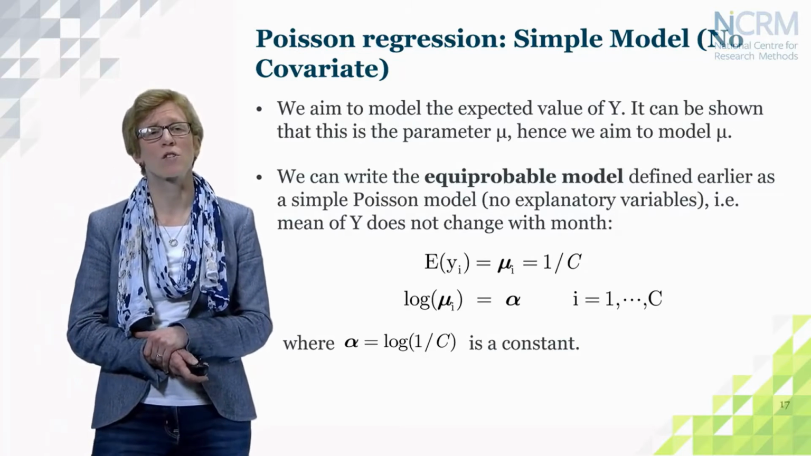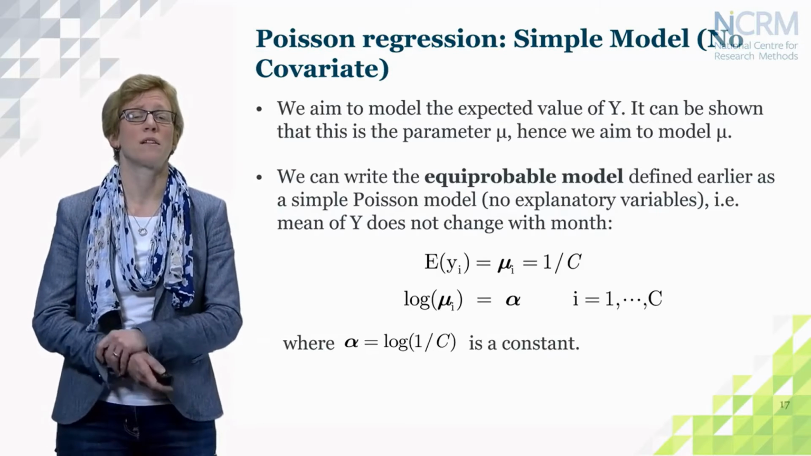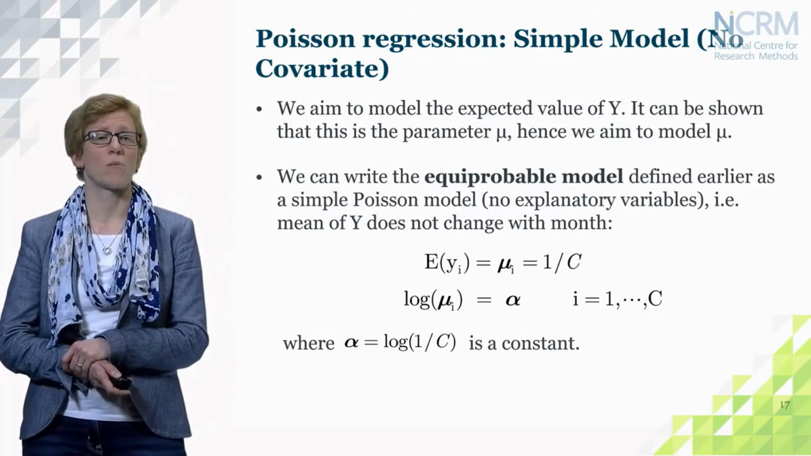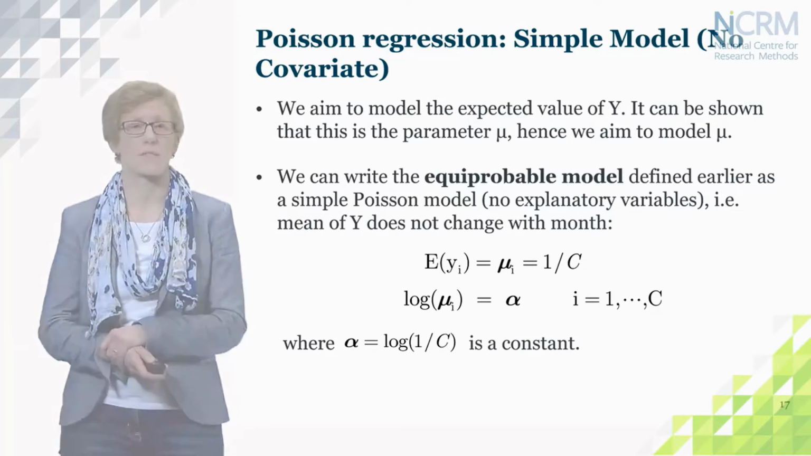Or using the link function, the log of mu would then be a coefficient alpha. So that is basically the coefficient that I would like to estimate as part of my model, and alpha is then the log of 1 over c in this particular case.